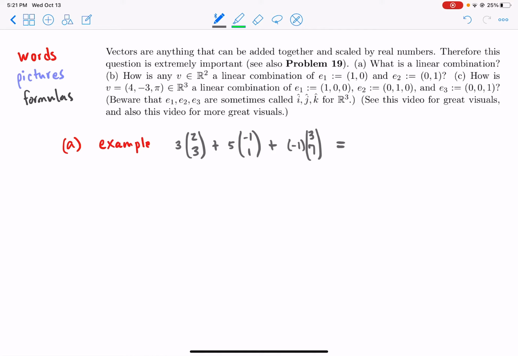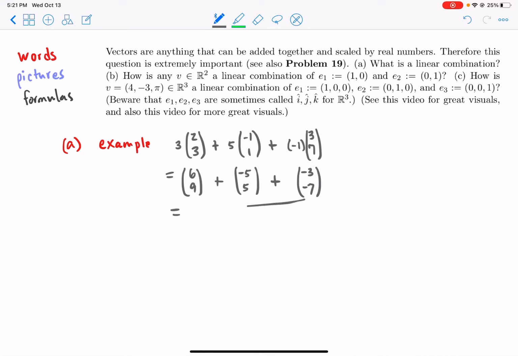And then I could actually compute this. What would I get? Well, maybe I'll compute it down here. How about (6, 9)? Okay, that's a vector. So I multiplied that vector by 3. Now I'm going to multiply this vector by 5. Now I'm going to multiply this vector by -1.